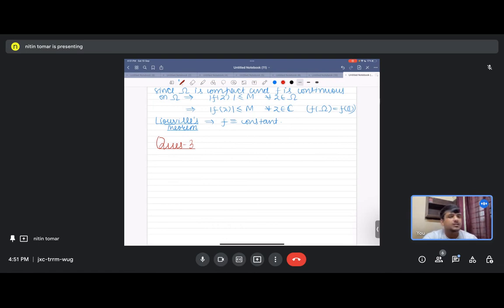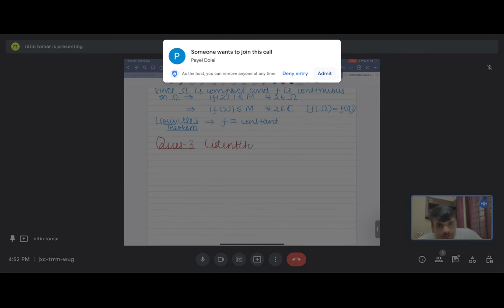For example, f of z equal to z is not periodic, right? That is why I said periodicity and analyticity are two non-related properties. None of them implies the other. Continuity and analyticity are related in the sense that an analytic function is going to be continuous in the domain. Understood. So all the questions in this part are going to be related to the identity theorem.